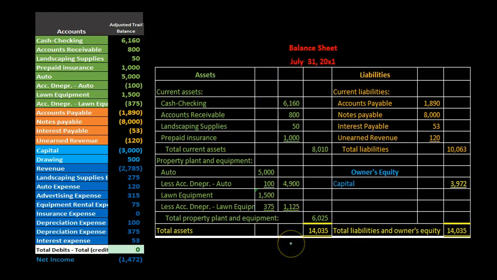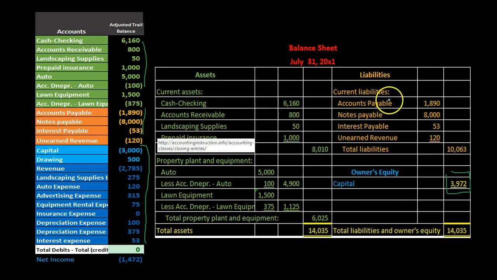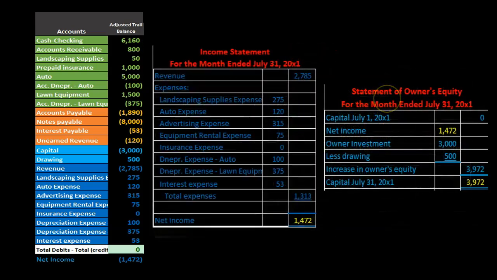Here's the balance sheet. We're just pulling these numbers over into the balance sheet. We are in balance. Note that this number represents all of the blue accounts here, basically put together into one number in this capital account. All the other accounts on the balance sheet have been pulled from the assets and liabilities and put into the respective categories on the balance sheet.